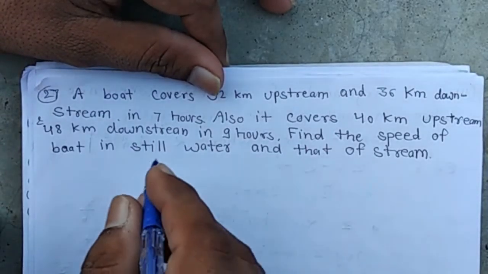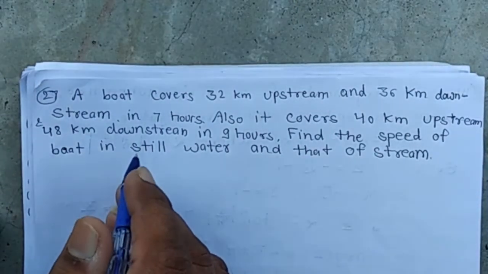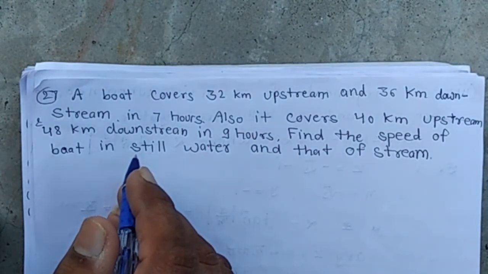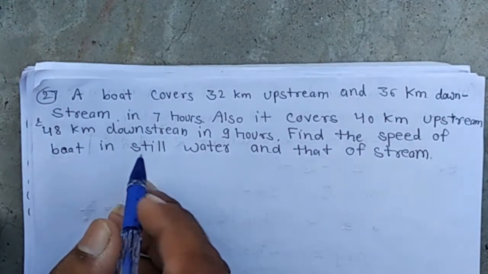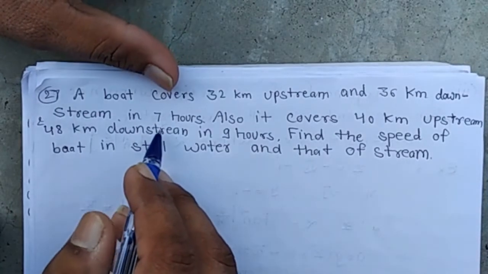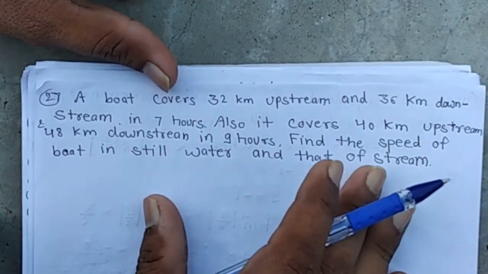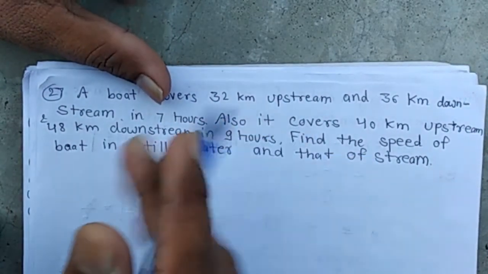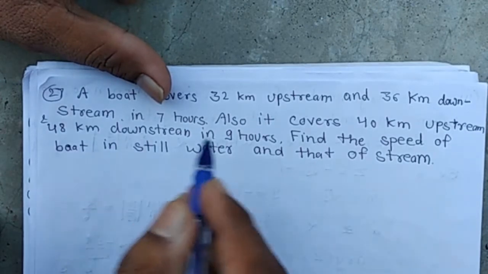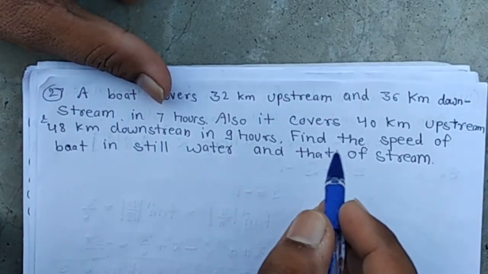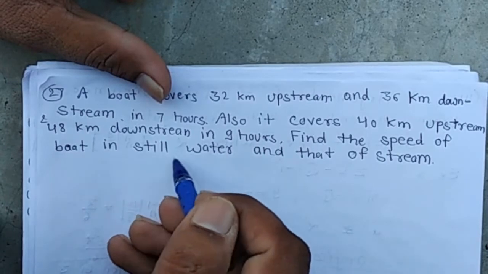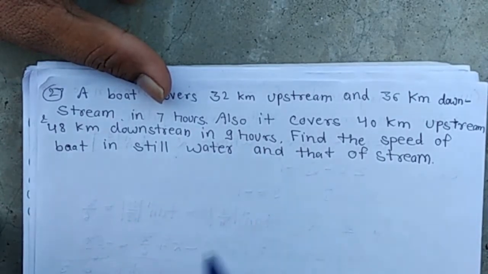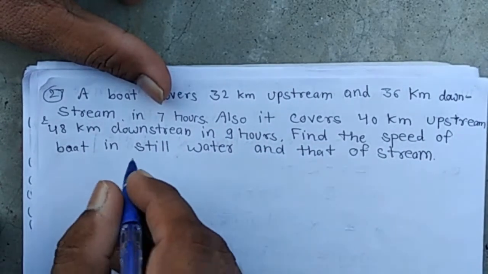Good morning, class. It is question number 27. A boat covers 32 km upstream and 36 km downstream in 7 hours. Also, it covers 40 km upstream and 48 km downstream in 9 hours. Find the speed of the boat in still water and the speed of the stream.